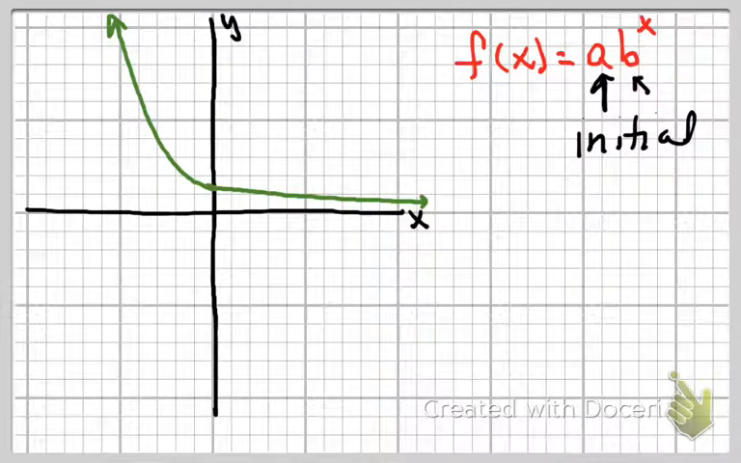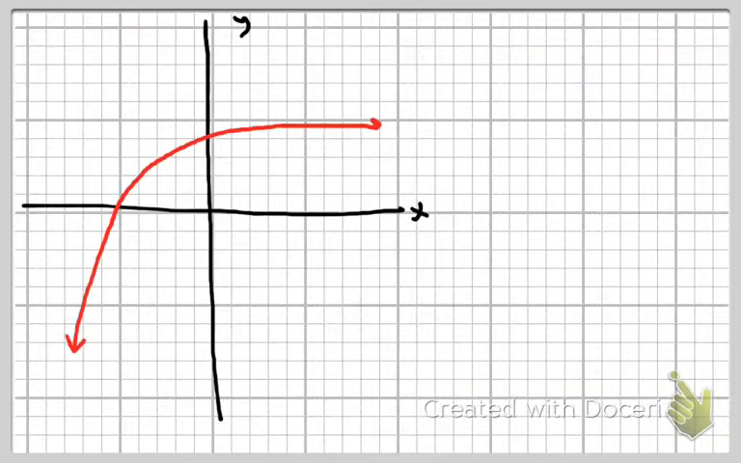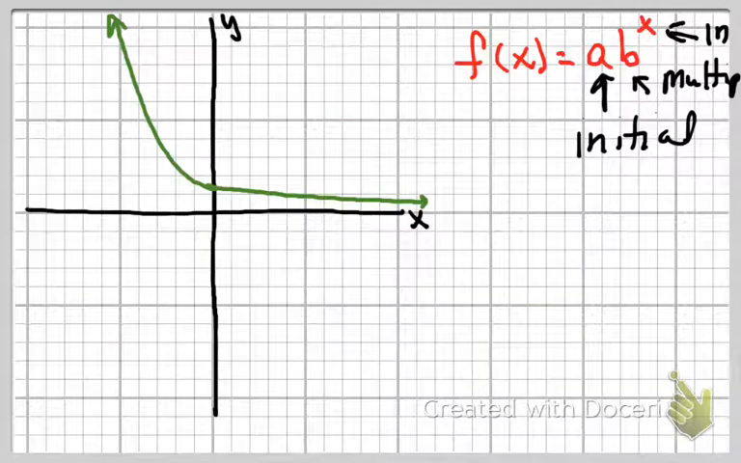And b is what I call our multiplier. It's what it's being multiplied by. X represents the time or intervals. And of course this is y. But we're being asked about the domain and range of this. So this is an exponential function.